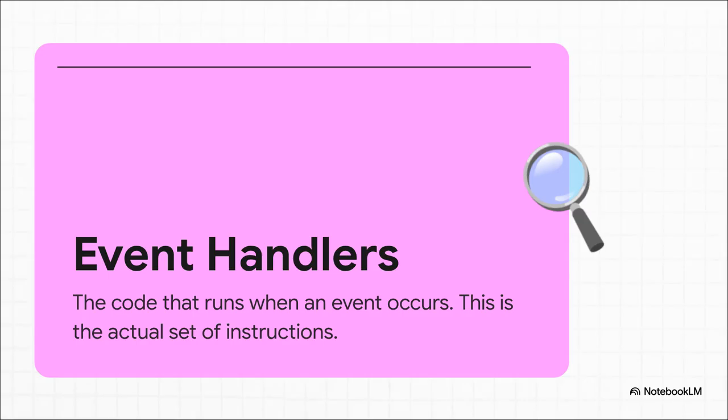So you're going to hear this term a lot: event handler. And you might be thinking, wait a minute, isn't that just a callback function? Well, yes and no. It's helpful to think of it like this. The callback is the promise to do something later, but the event handler is the actual list of instructions. It's the code that handles the event.